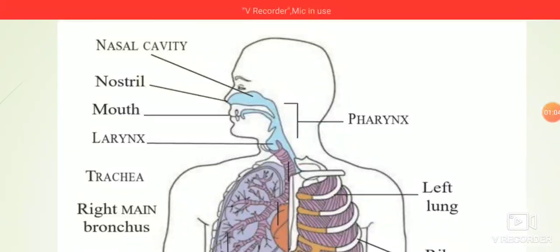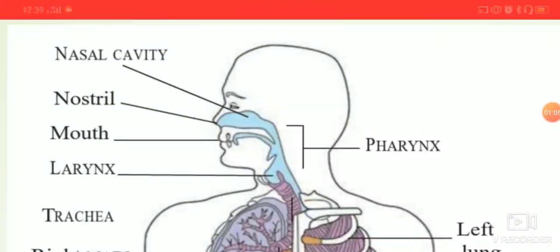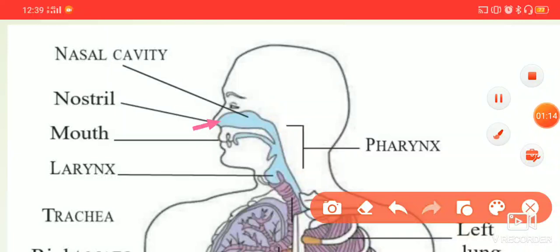This upper respiratory system has the external nares, internal nares, and in between these two there is a nasal cavity. The nose, throat, and other associated structures are in the upper respiratory system.